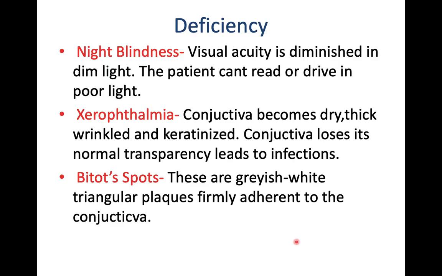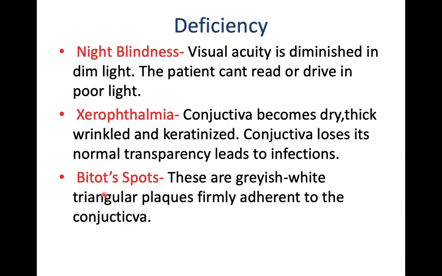Deficiency of vitamin A, one thing we already discussed, can lead to night blindness. Another thing, it can lead to xerophthalmia. What is xerophthalmia? It is a dryness of the conjunctiva, which is one of the layers of the eyeball. On drying, there are high chances of infection, there can be wrinkling of the conjunctiva, and there will be keratinization loss, the process where the conjunctiva loses its transparency and can lead to infection.